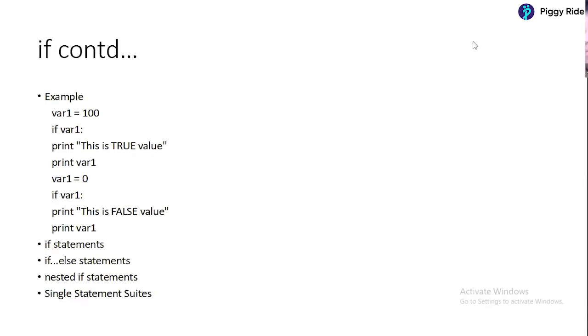Let's go to the next one. See, this is a basic program. You can just look at this, no need to do anything. The variable is declared here and initialized to 100. Then if var1 has a true value, print var1. It is just showing the program. I will give you other questions to solve. Okay.